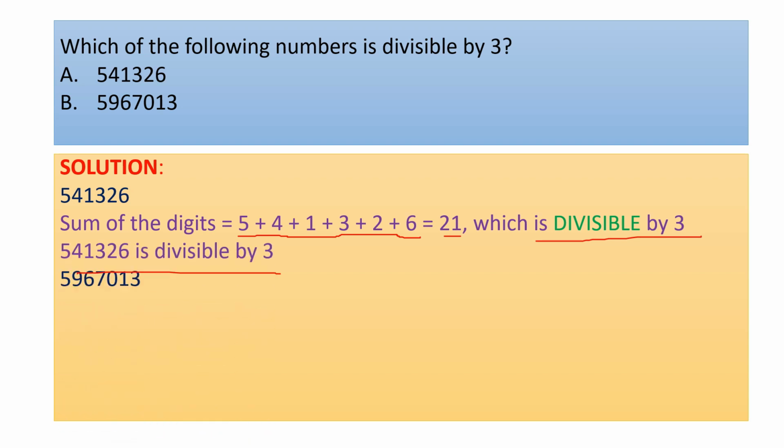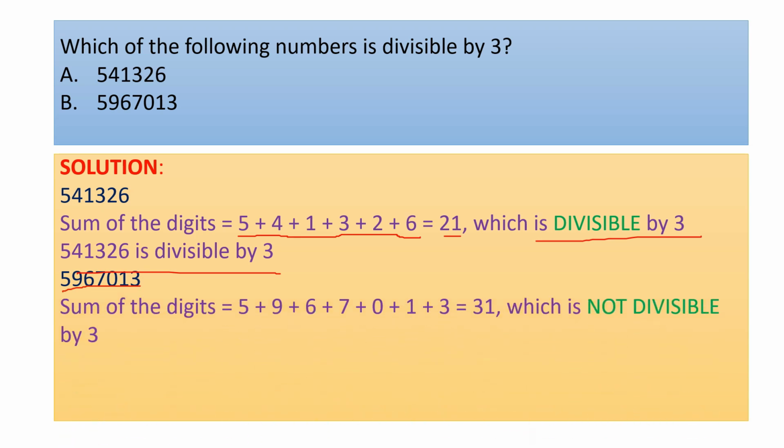Let's work on the second option. The given numeral is 5967013. Here also we are finding the sum of the digits. The sum is 31, which is not divisible by 3. So clearly we can see the first option is divisible by 3. Hence the sum of the digits is divisible by 3. Therefore option A is correct.